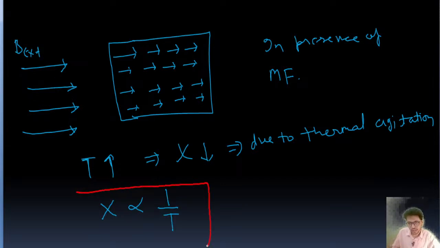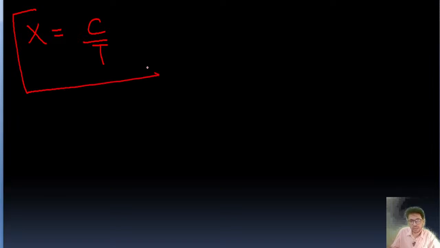Very important. We can write chi equal to C upon T. This is a very important formula, guys, you need to note it down: chi equal to C upon T.